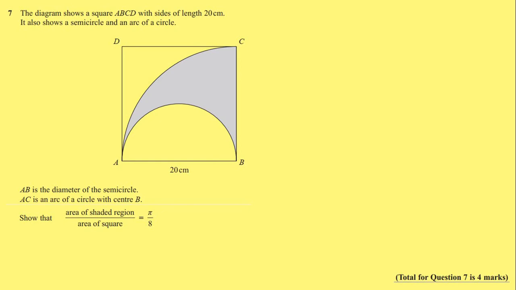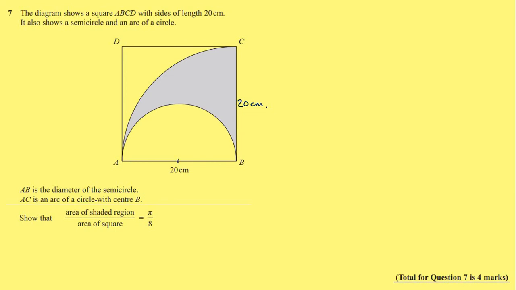Next, the diagram shows a square ABCD with sides of length 20 centimeters. Now that's 20. This is a square, and so this will also be 20 centimeters. Might be handy to have that showing. It also shows a semicircle, which is in here. The semicircle including A and B, and also an arc of a circle, which is A, C, and B. AB is the diameter of the semicircle. Looks like it is. That'll be the centre there.